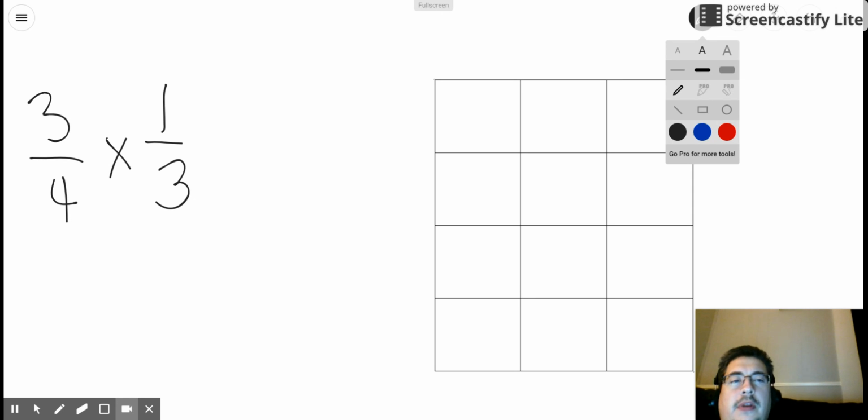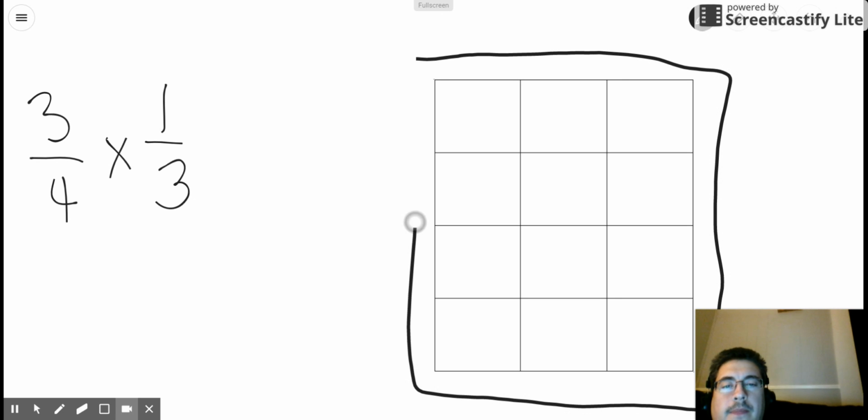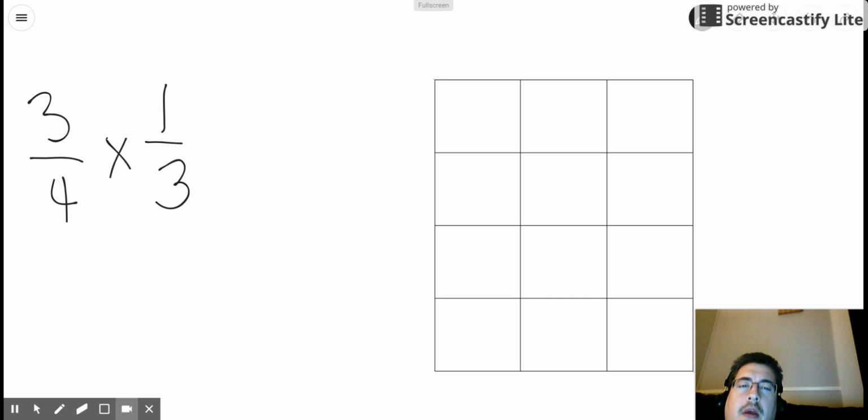So, one important thing to keep in mind is this whole rectangle is representing one whole, as in the number one. And it's been divided into boxes. And we need to be able to make sense out of the picture here in order to properly model the multiplication of these two fractions.